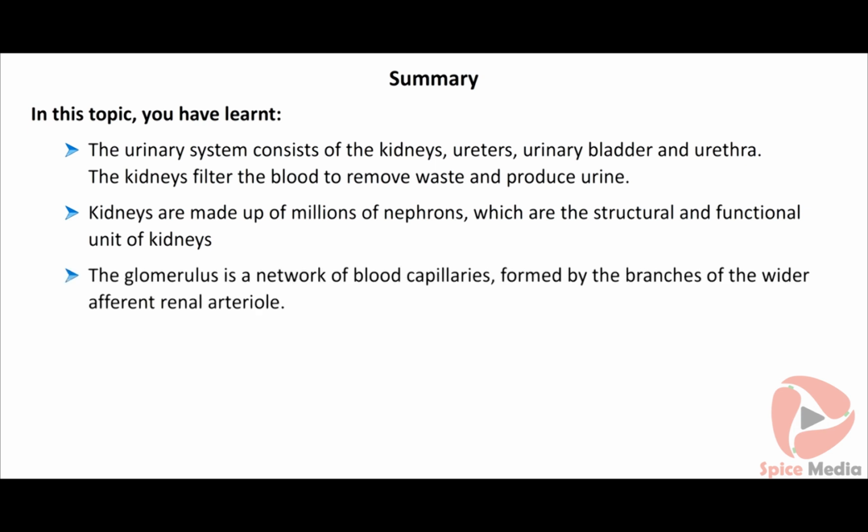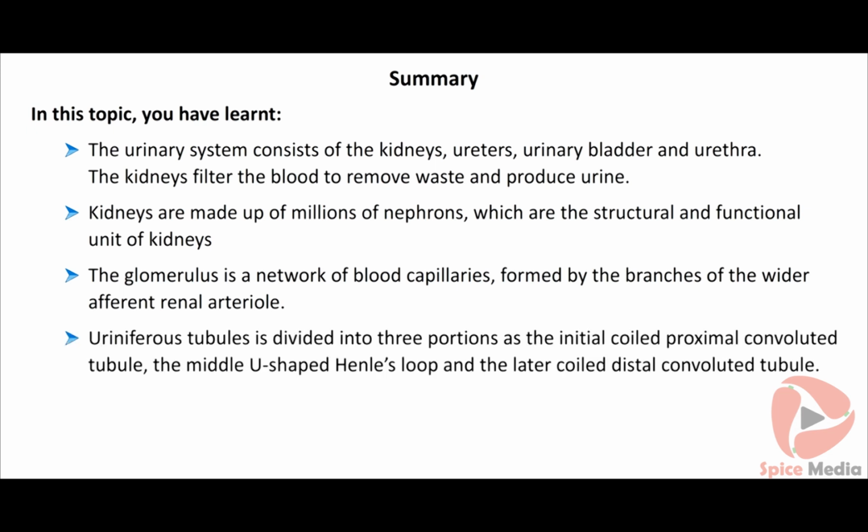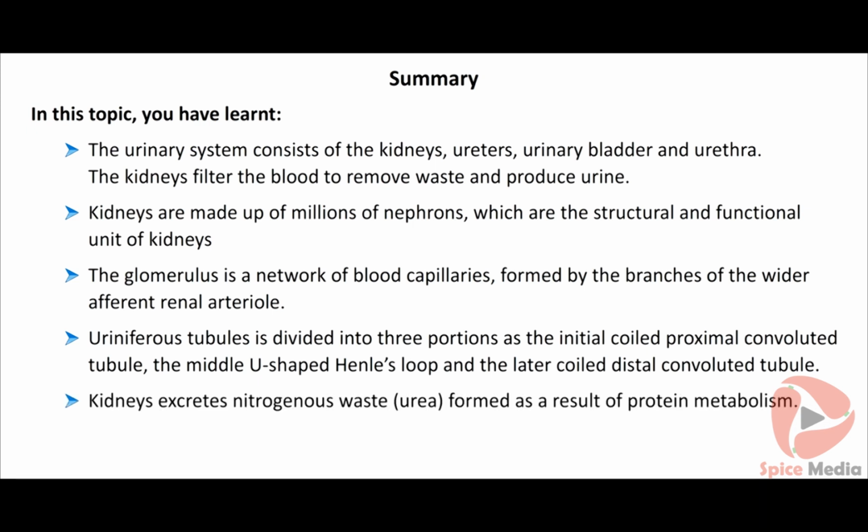The glomerulus is a network of blood capillaries formed by the branches of the wider afferent renal arteriole. Uriniferous tubules are divided into 3 portions: the initial coiled proximal convoluted tubule, the middle U-shaped Henle's loop, and the later coiled distal convoluted tubule. Kidneys excrete nitrogenous waste or urea formed as a result of protein metabolism.